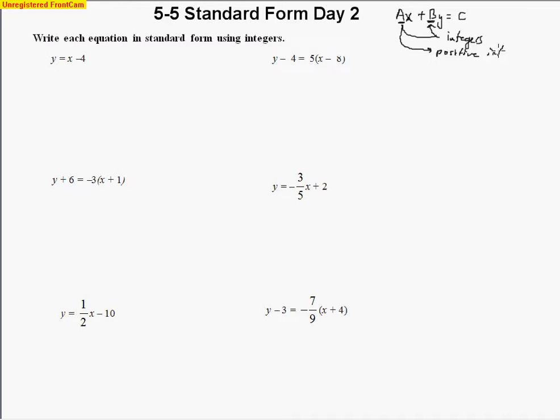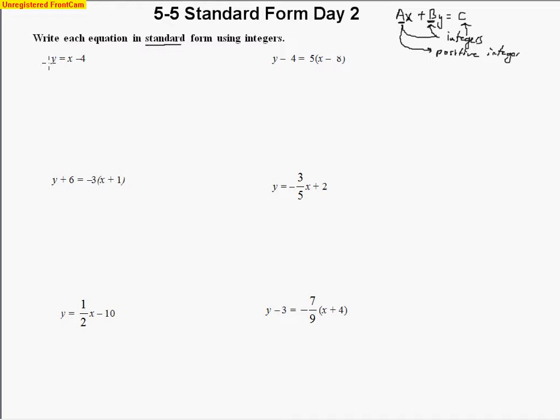integer. And so that's going to end up being a whole number in front of the x term. The a term should be a whole number where b could be positive or negative. C should also be an integer as well. So that's what we're looking for when we put it into standard form.